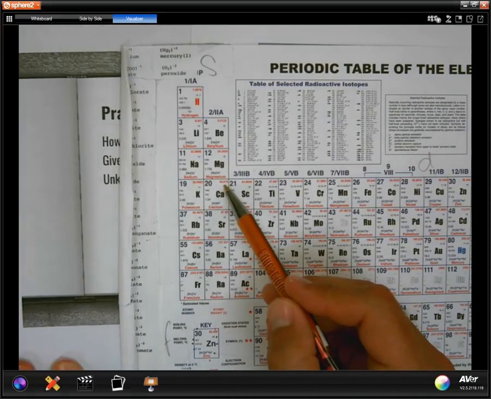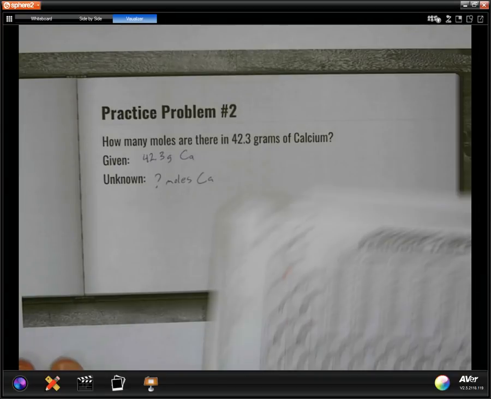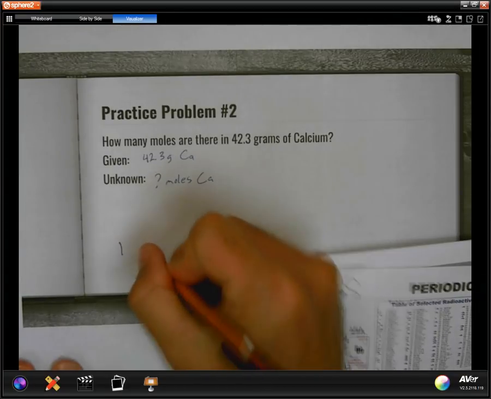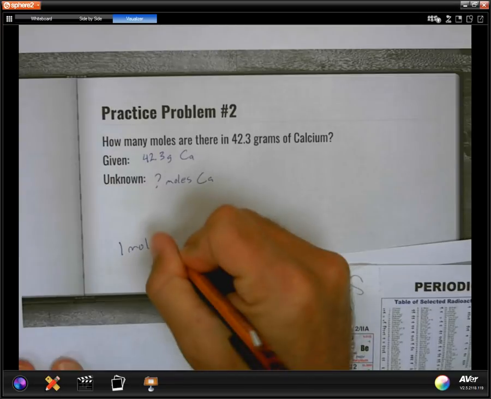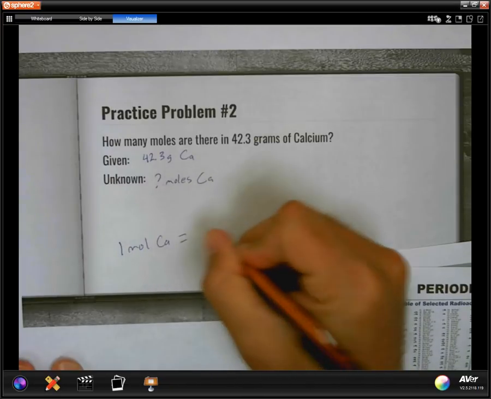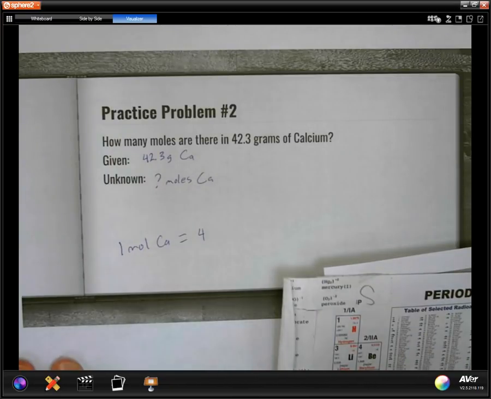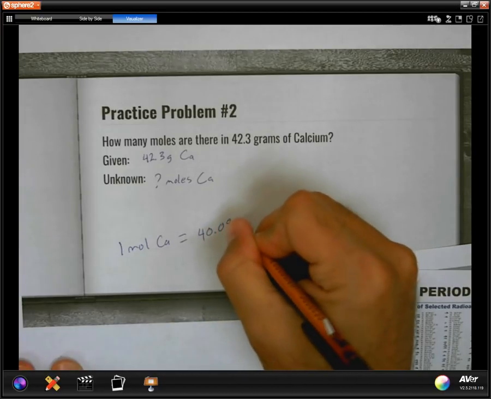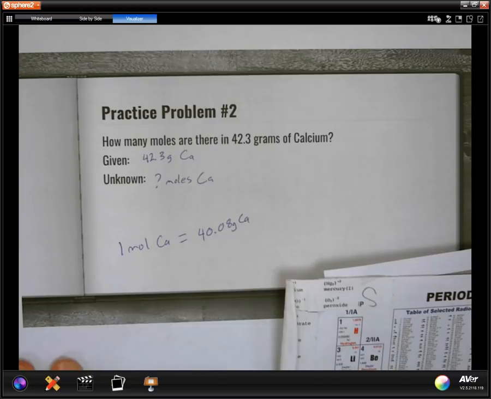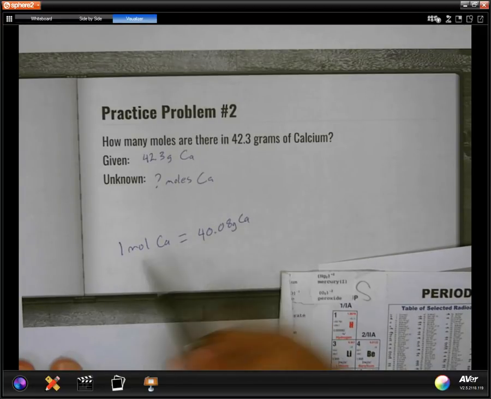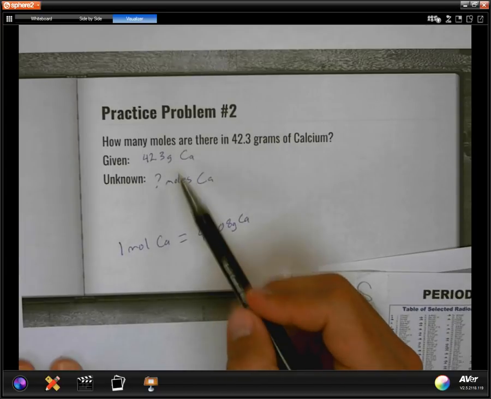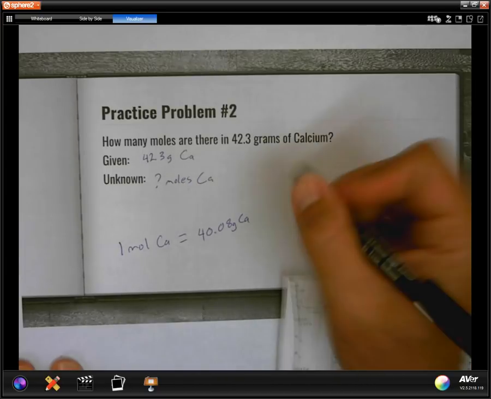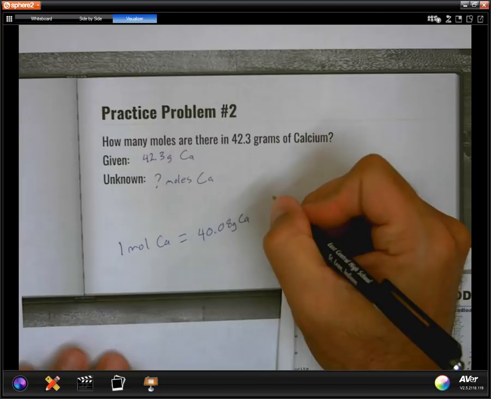I'm going to cut that down to 2 decimal places, and I see that 1 mole of calcium has the mass of 40.08 grams of calcium. Okay? So this is my conversion factor. This is what I know. This is where I'm going. And now we just simply do our 3 steps to do a conversion problem.